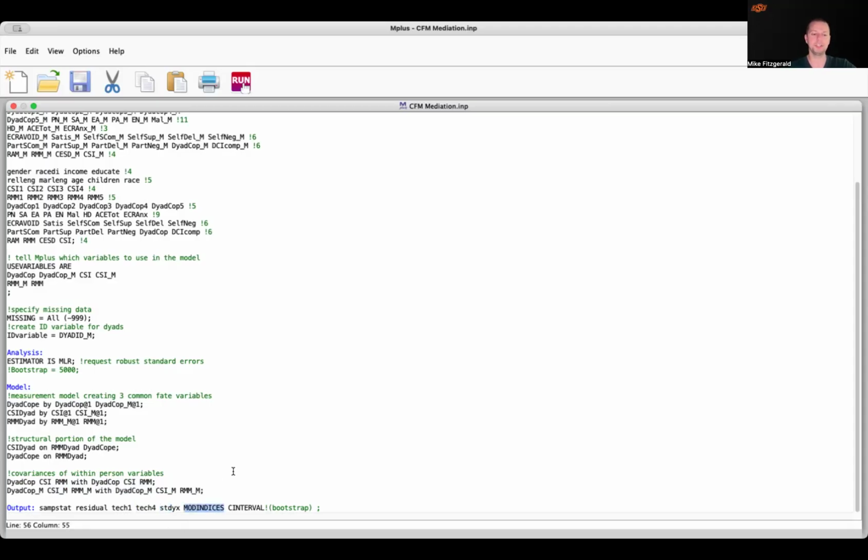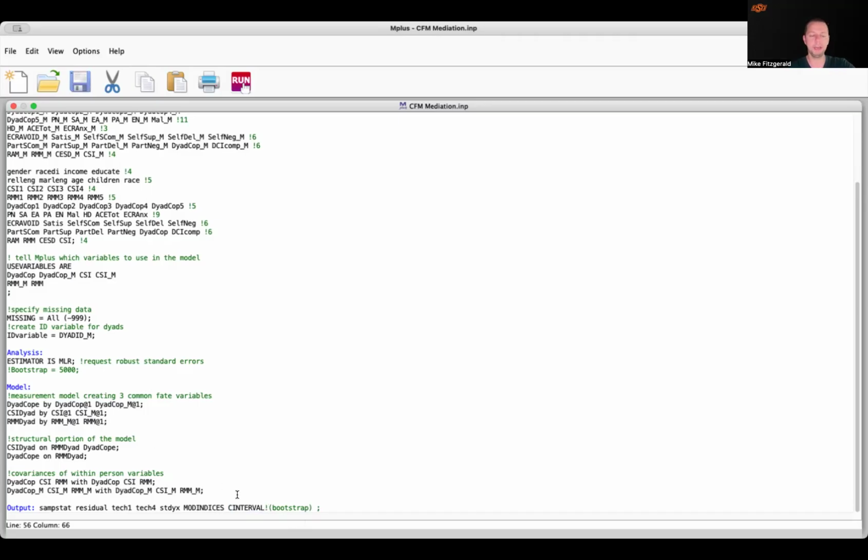Mod indices will tell us, since we have an over-identified model with a positive number of degrees of freedom, whether or not our model is misspecified to some extent, and it will give us possible solutions if there is a misspecification. And then we finally will request CINTERVAL. This will give us our 95% confidence interval. If you were bootstrapping, then you would add in bootstrap in the parentheses, and that will give you bootstrapped confidence intervals that are asymmetric. Whereas in this model with robust maximum likelihood, we are just going to get symmetric confidence intervals.